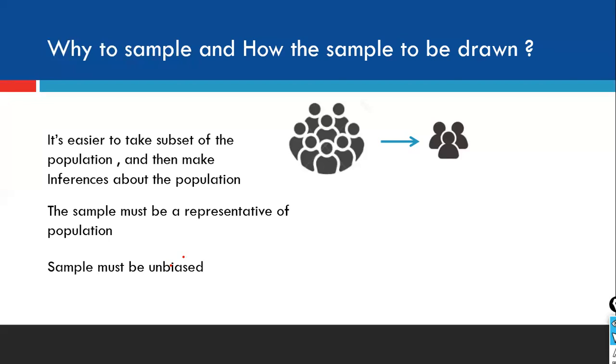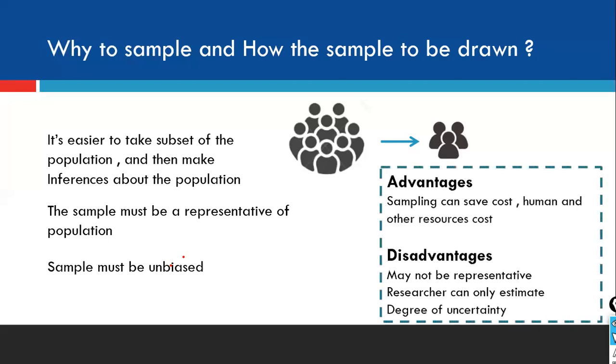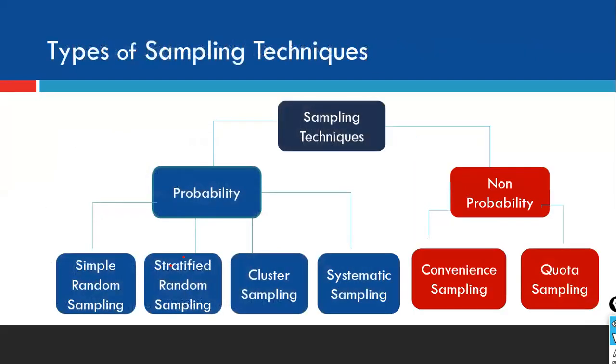A lot of sampling techniques are available. The advantages of using a sample are pretty straightforward: it can save cost, human and other resources. The disadvantage is that it may not be representative. The researcher can only estimate, and there is a degree of uncertainty if you sample the data just like that. So that's the reason why they came up with different sampling techniques. One is probability based, the other is non-probability based.